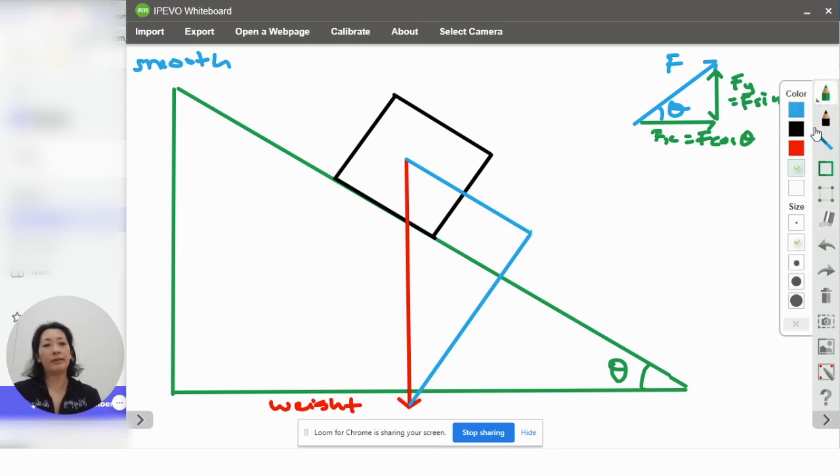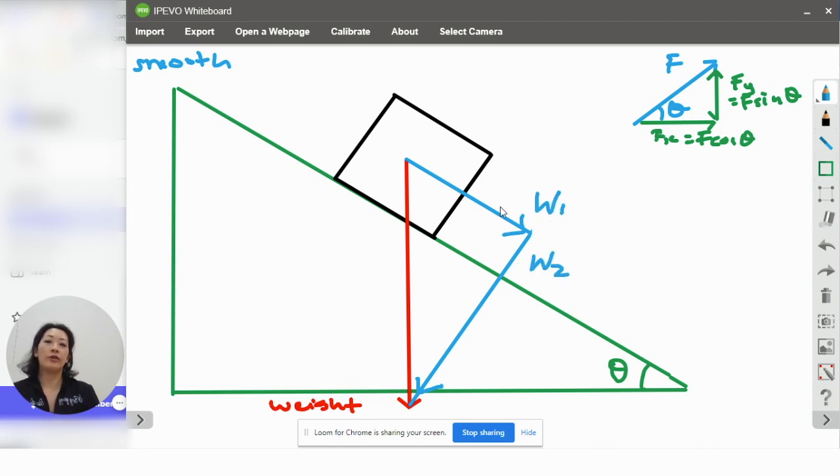That means this and this, these two are the components of the weight line. So I can't label this as X and Y because they're not parallel to the X or Y axis. So I'm just going to label this as W1 and W2. So in order to find the value of the force that's making it slide down this way, that would be W1. But how do we find W1?